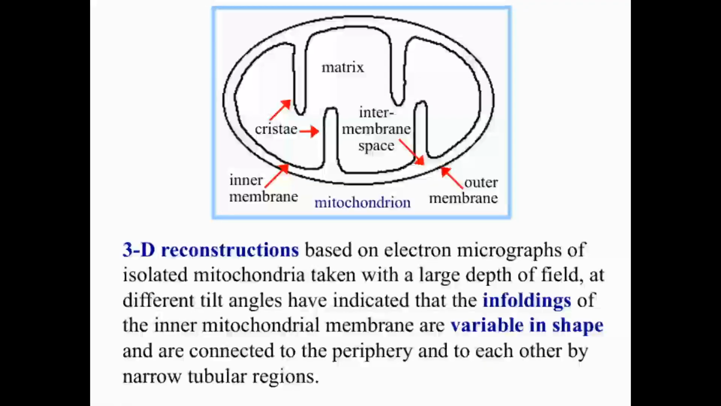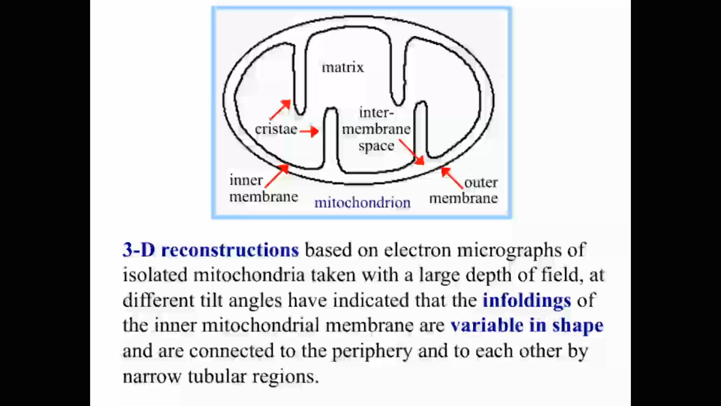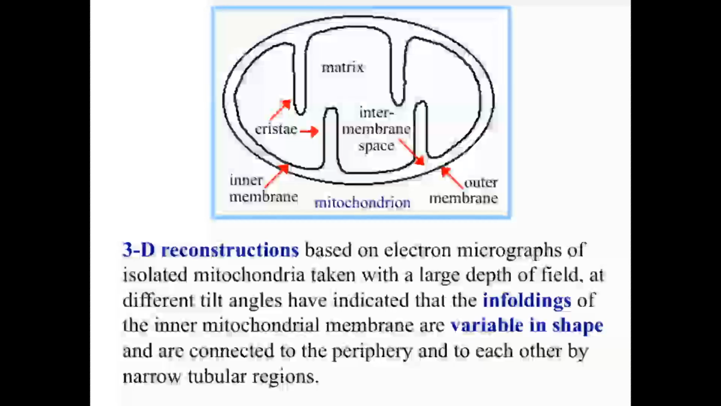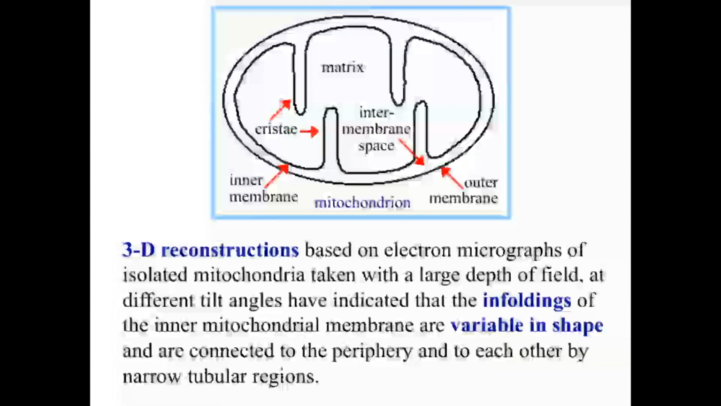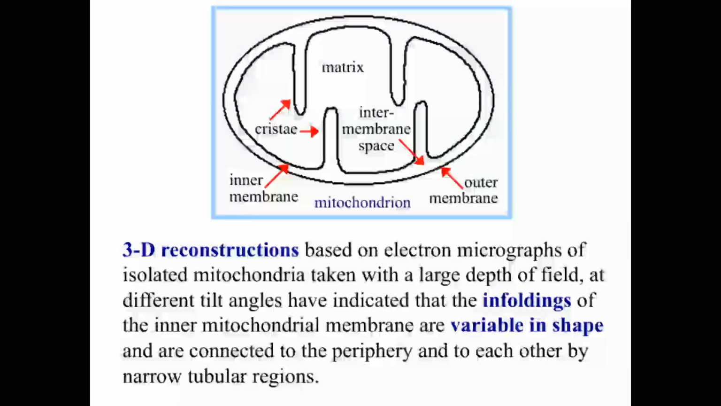What's particularly interesting is that the infoldings of the inner membrane are quite variable in shape, indicating a dynamic and adaptable structure. These infoldings are not isolated. They are connected to the outer regions of the mitochondria and to each other via narrow tubular regions. This connectivity is crucial because it suggests a highly interconnected network within the mitochondria, facilitating efficient communication and material transfer. Overall, these findings highlight the intricate and flexible architecture of mitochondria, emphasizing how their structure supports their vital functions in energy production and metabolic regulation.